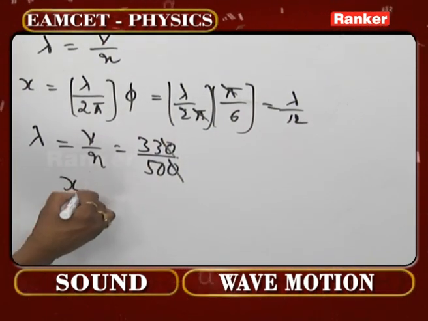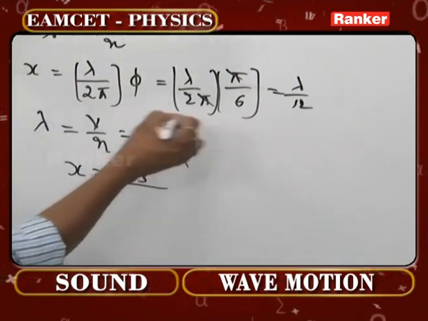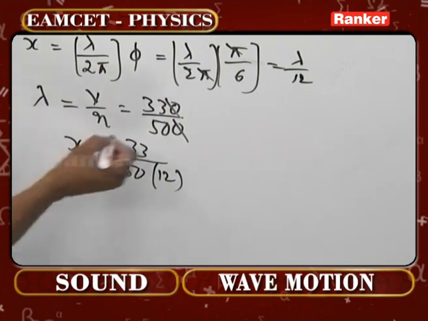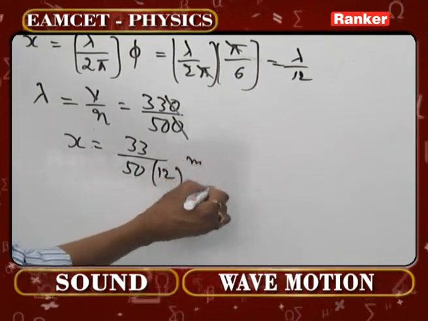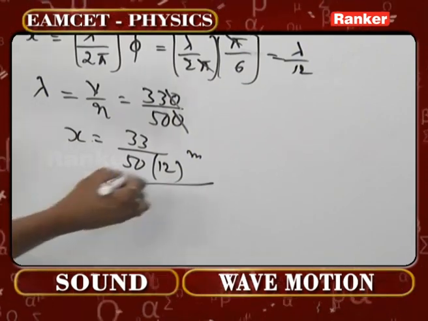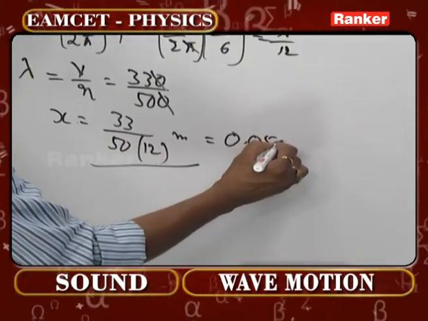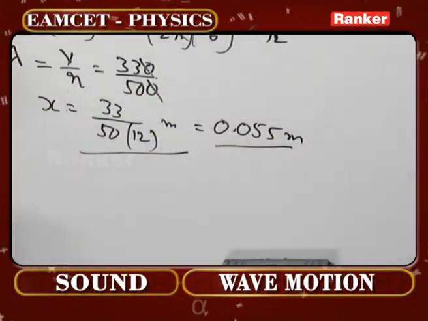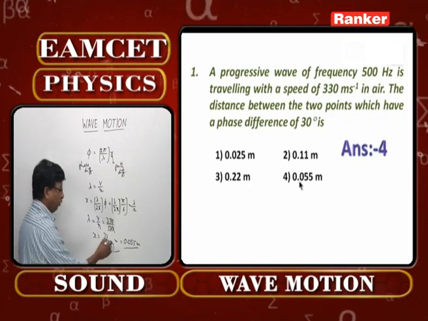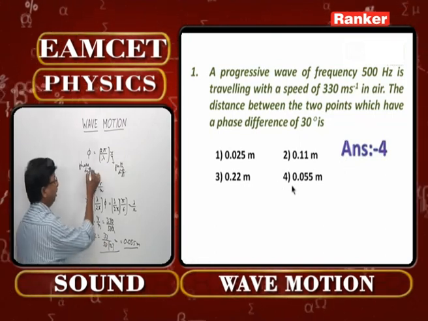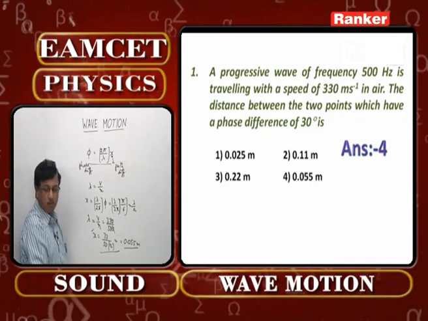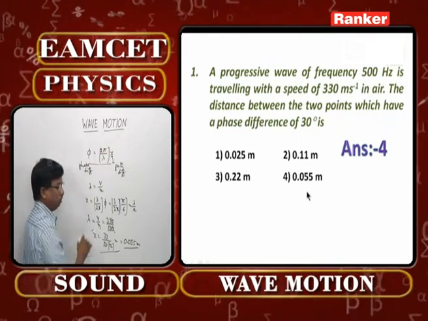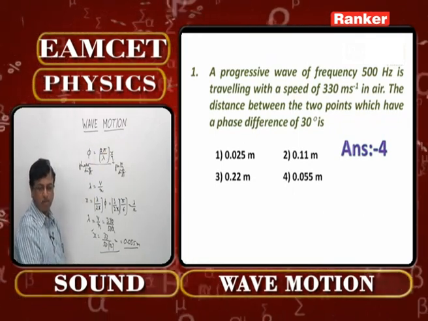Now simplify this one. x is equal to 33 by 50 into 12. Whatever value you get, directly you can take so many meters as the corresponding value. You will be getting 0.055 meter as such. That means the fourth option is going to be true. And remember this formula thoroughly: phase difference is equal to 2 pi by lambda into path difference. That is the relation on which the very first problem has been based.